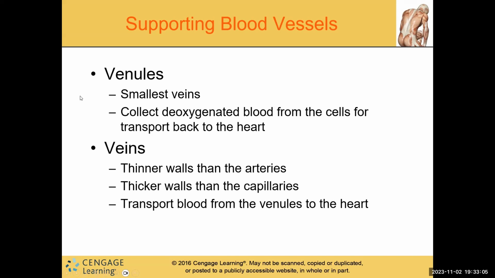So the capillaries then go to the venules, which are the smallest veins. They take the deoxygenated blood from the cells and transport it back to the heart. So it goes from the capillaries to the venules, which then go to the larger veins. There are thinner walls in the venules, but thicker walls in the arteries. And then they transport blood from the venules to the heart. So it goes capillaries, venules, veins.